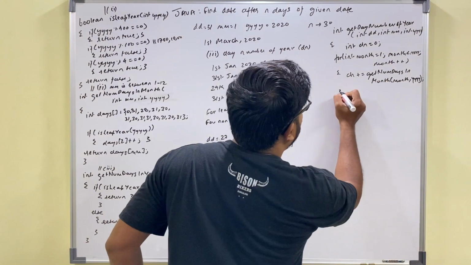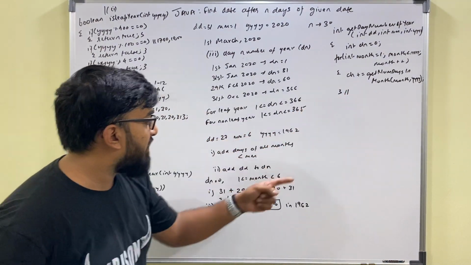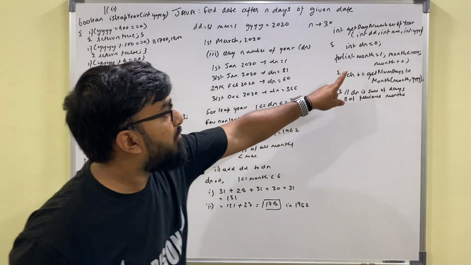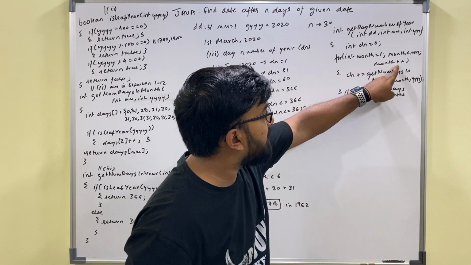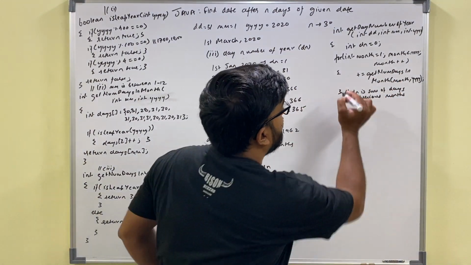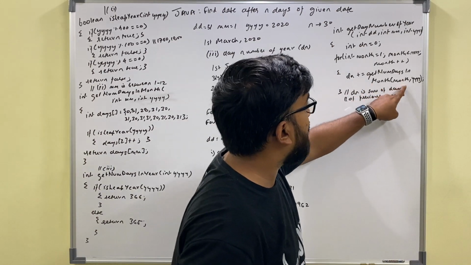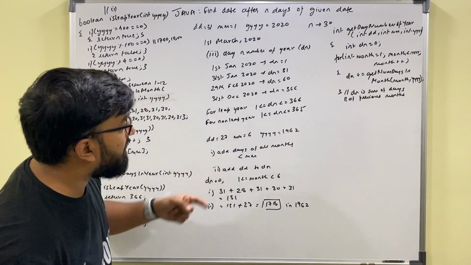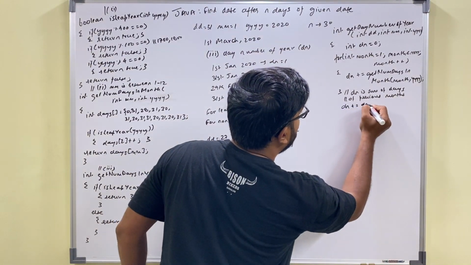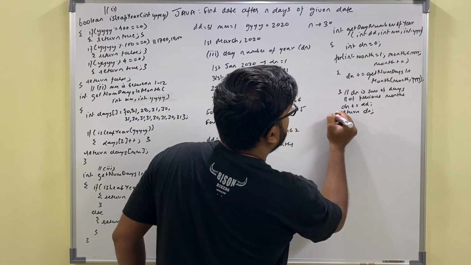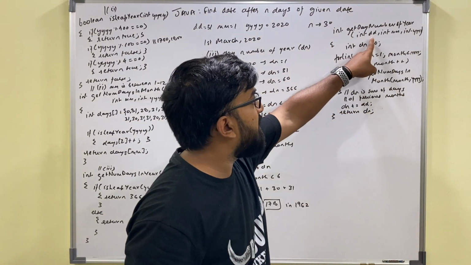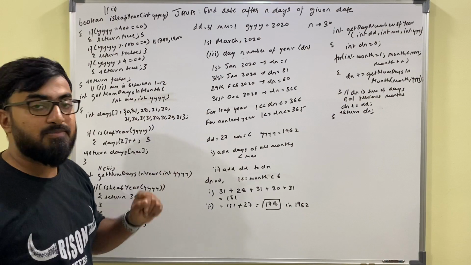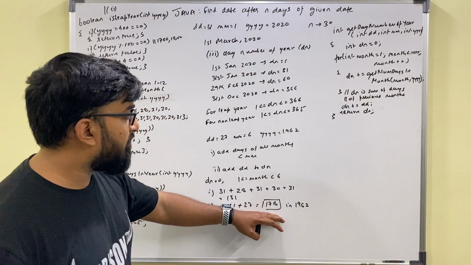After this loop completes, you have added the sum of all the previous months. dn is the sum of days of previous months. The month starts with 1, goes till less than mm, and you add to dn the number of days in the current month for this year using this method. Then finally you add dd, so you do dn plus equal to dd and return dn. So this method takes dd, mm, yyyy and gives you the corresponding day number for the given year, following these two steps. So we found the day number for this given date.